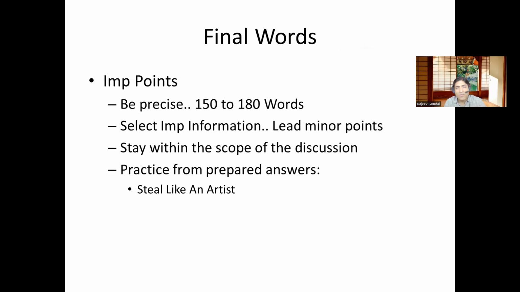So to summarize, you're supposed to write 150 to 180 words. Select the most important information and present that, right? Leave the minor points. Stay within the scope of discussion. You are not supposed to add any story on your own in task one. Whatever is described, as a matter of fact, you are just supposed to present that information.